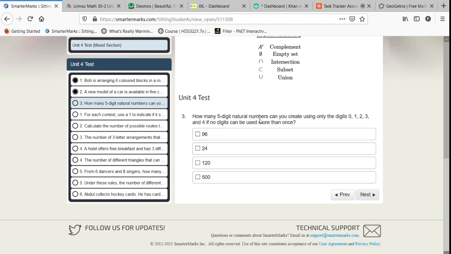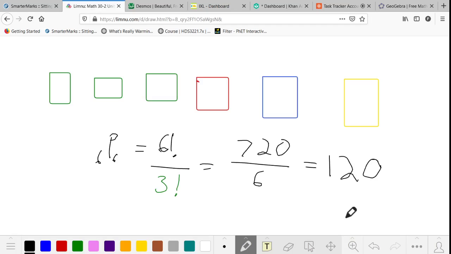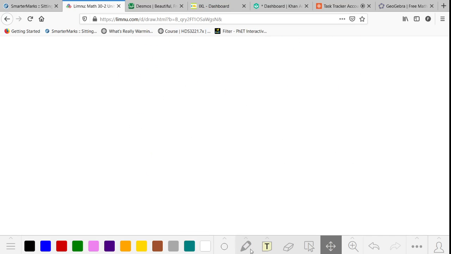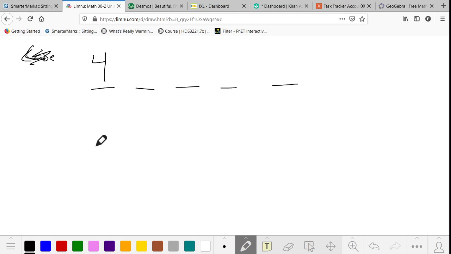So how many 5-digit natural numbers can you create using only the digits 0, 1, 2, 3, and 4 if no digits can be used more than once? So this one, this is a 2-case problem. Because if it has to be a 5-digit number, you have to have... actually it's not a 2-case problem, but the key is that the first digit, you only have 4 options because you're not allowed to use the 0. Then it's no longer a 5-digit number.